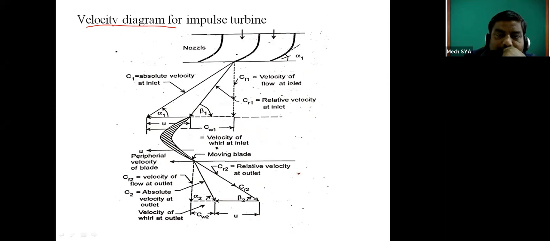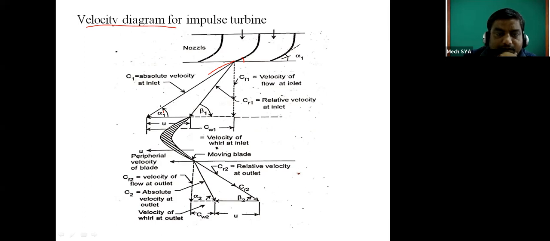In the simplified diagram, this is the nozzle. The nozzle makes an angle with the horizontal. Now we have made this 90 degrees. From the nozzle, the steam is coming in this direction. This is the absolute component of steam coming in this particular direction. These are parallel lines, so this angle and this angle are equal.